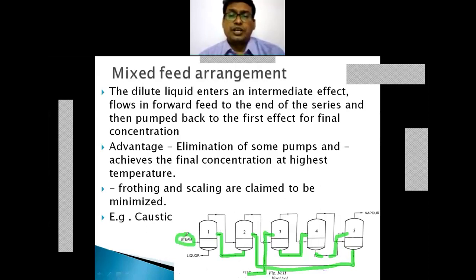Here you can achieve the maximum temperature gradient. In this case, elimination of pumps can be achieved, and the final concentration at the highest temperature gradient will be achieved in the first evaporator. Then frothing and scaling are also claimed to be minimized. For example, in the case of caustic soda concentration, people use these mixed feed arrangements in the industries.